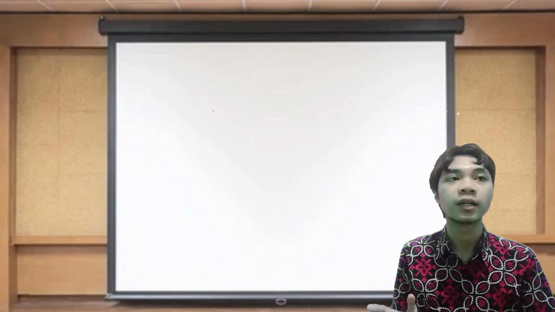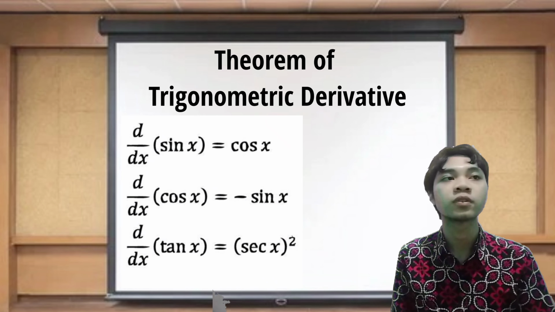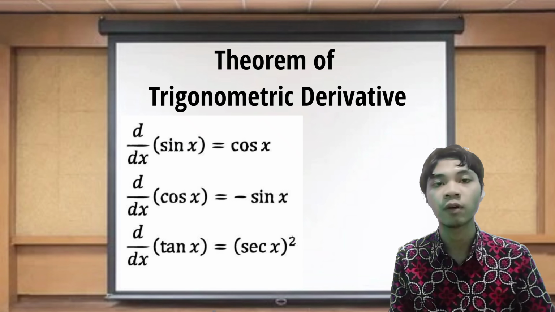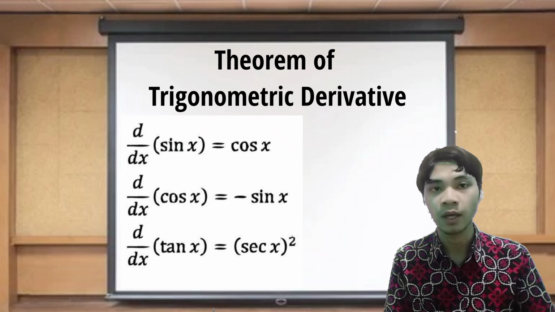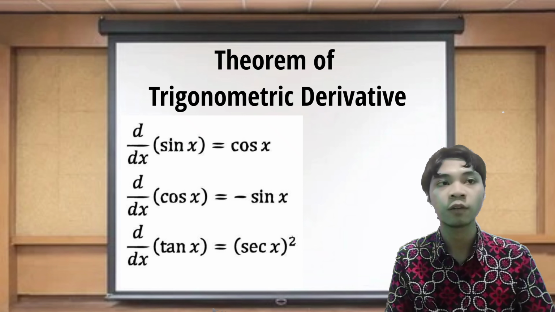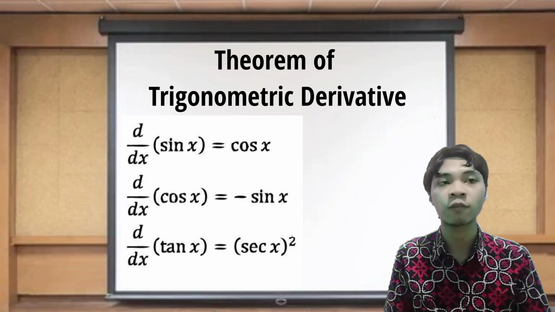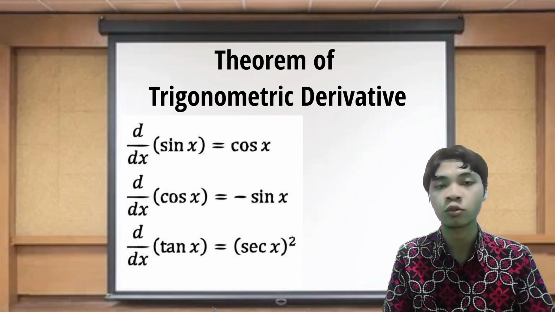The next is the theorem of trigonometric derivative. If we have sine x, the derivative of sine x is cos x. If we have cos x, the derivative of cos x is minus sine x. If we have tangent x, the derivative of tangent x is secant x squared.